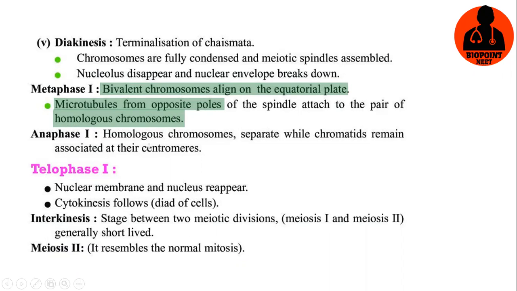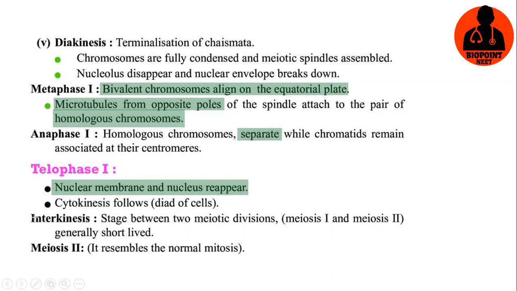Anaphase 1. Homologous chromosomes separate while chromatids remain associated at their centromeres. Telophase 1. Nuclear membrane and nucleolus reappear.